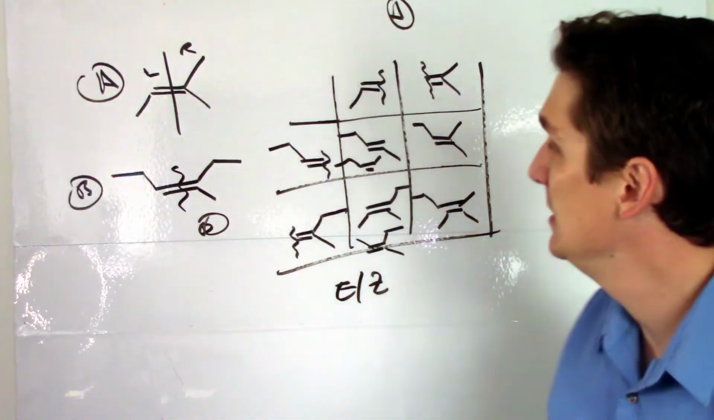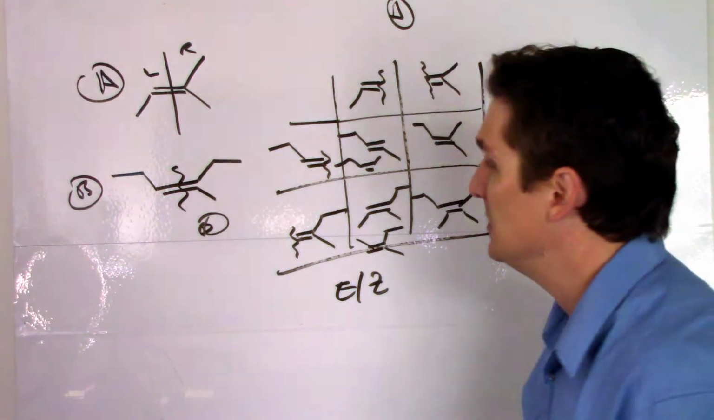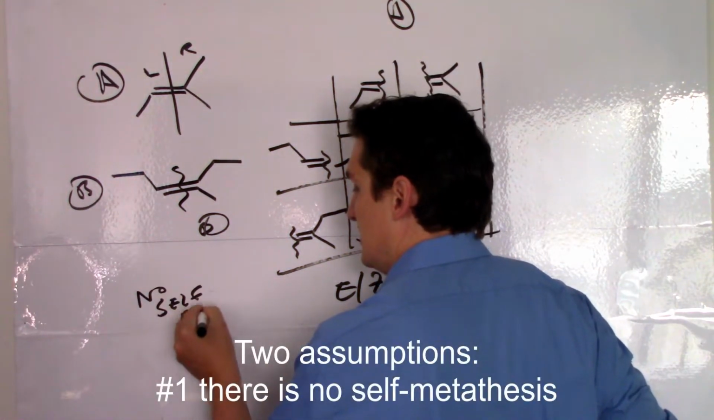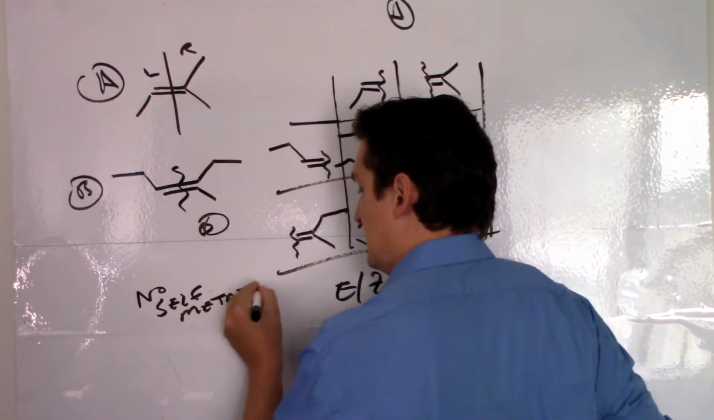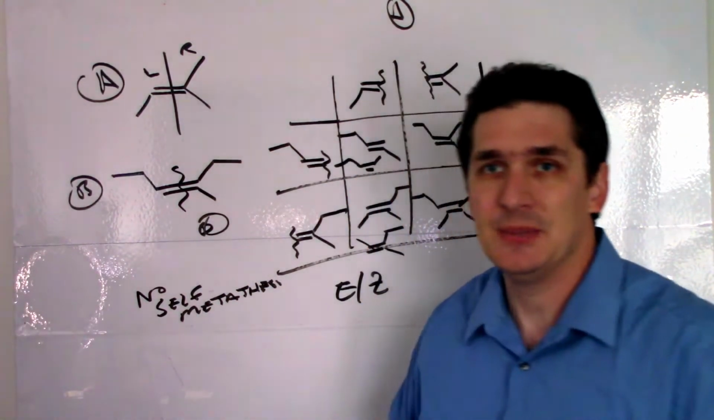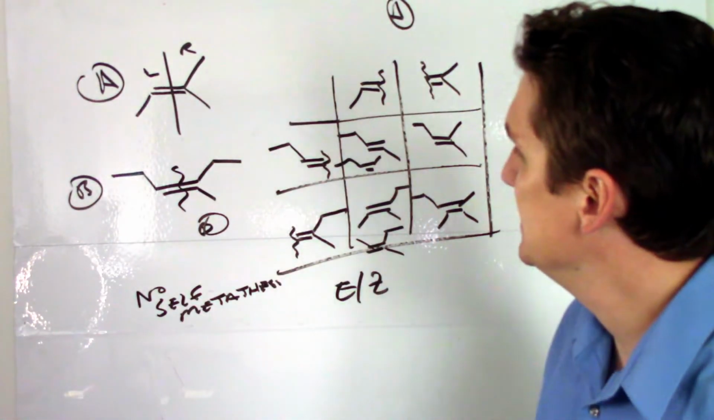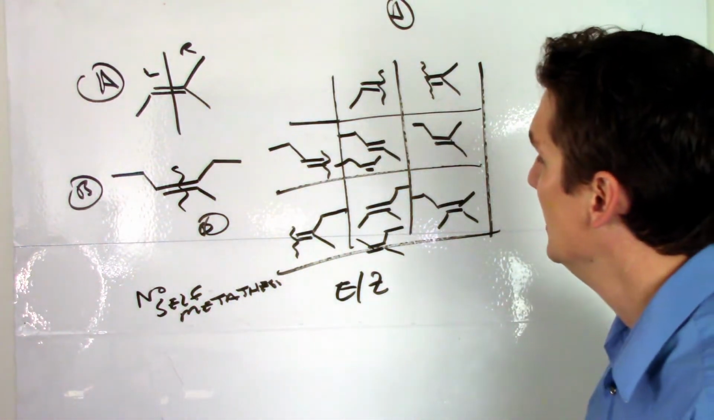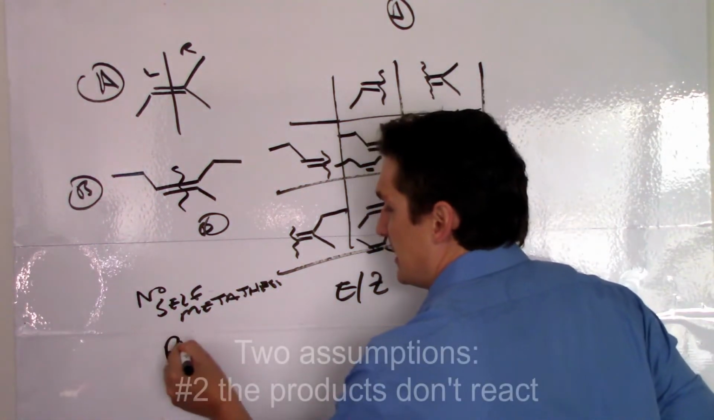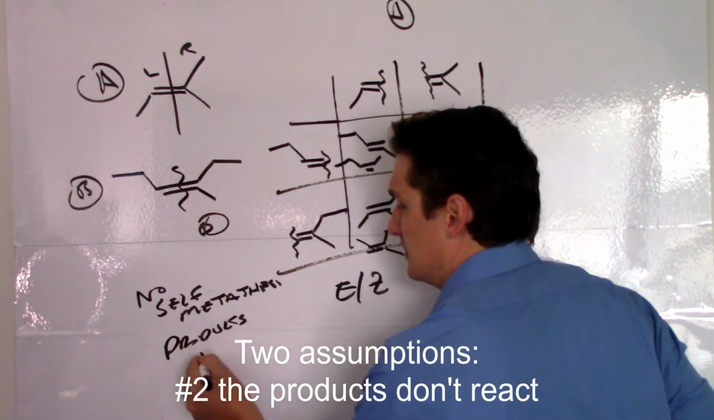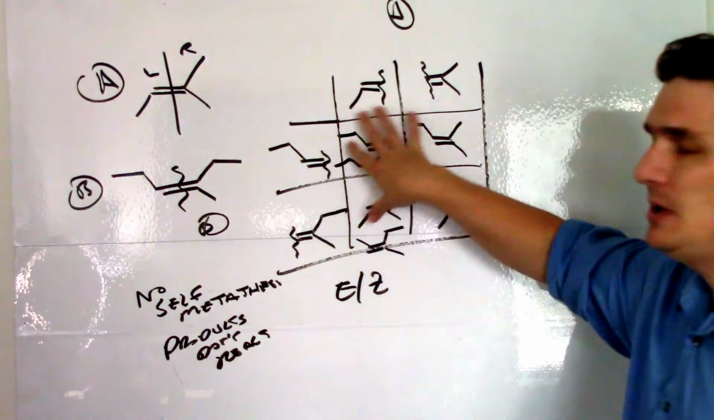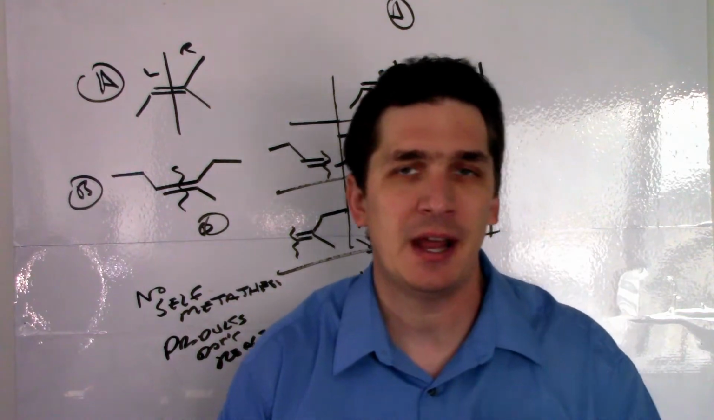That said, there are a few assumptions being made here, and the first is that there's no self-metathesis. So what happens with self-metathesis is that this reacts with itself. So we'll talk about that in the next video. But the other thing is that we assume the products don't react. So whatever we make here, these don't go on to react with themselves.